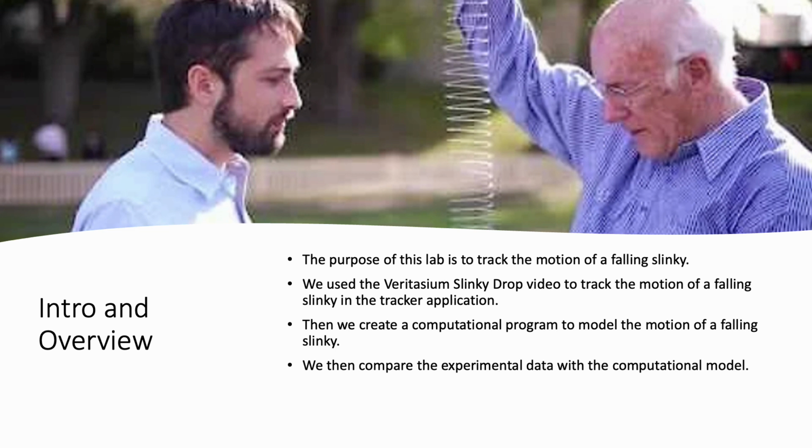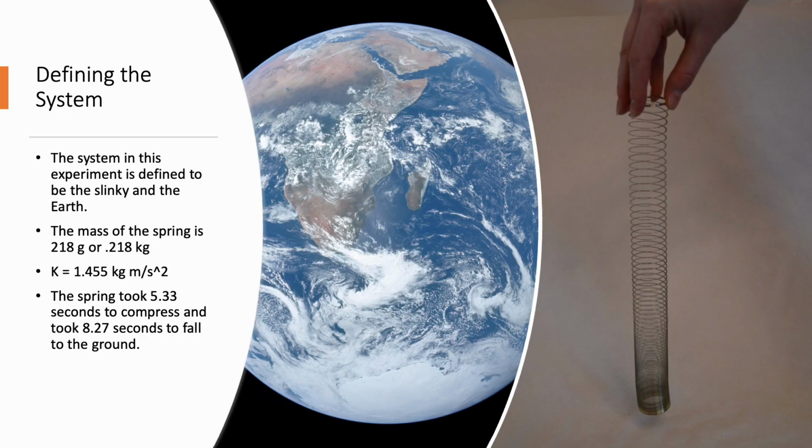So the purpose of this lab is to track the motion of a falling Slinky. The video we used was a Veritasium Slinky drop, and you track the motion of the falling Slinky in the Tracker application from the video. Then we also create a computational model in GlowScript to model the motion of the falling Slinky, and then compare the experimental and computational models.